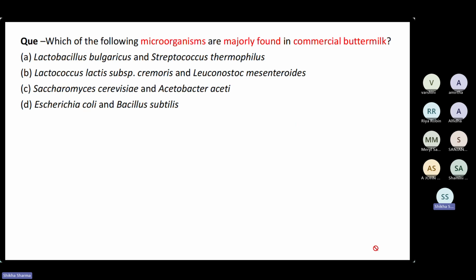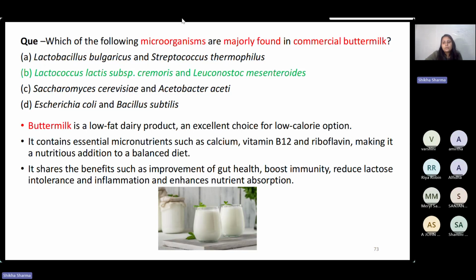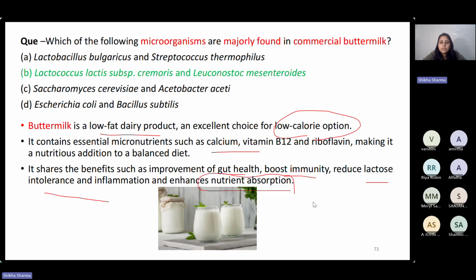Okay, let's now discuss this question. Which of the following microorganisms are majorly found in commercial buttermilk? So, in buttermilk, we have this. Buttermilk is basically our low fat dairy product, a low calorie option, and it contains various micronutrients like calcium, vitamin B12, and riboflavin, and it makes the diet very nutritious and balanced. It has the benefits of gut health, it boosts immunity, reduces lactose intolerance and inflammation, and it enhances nutrient absorption.